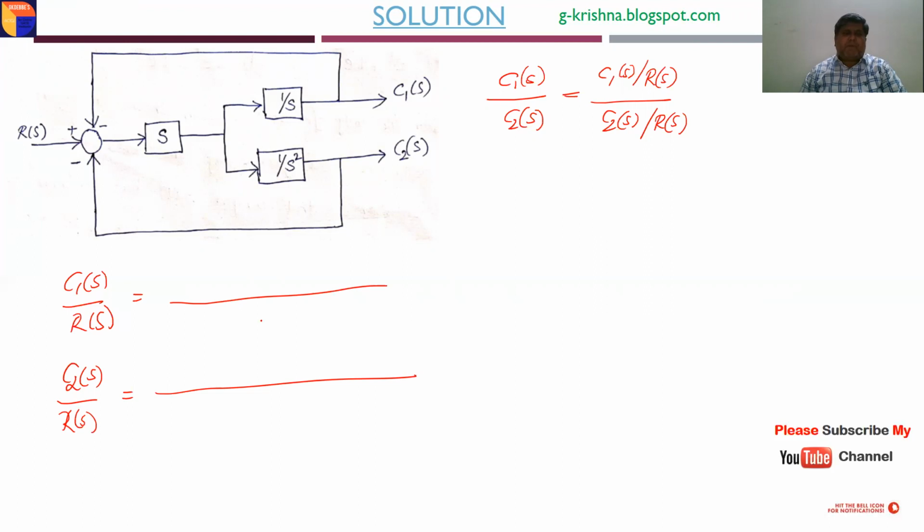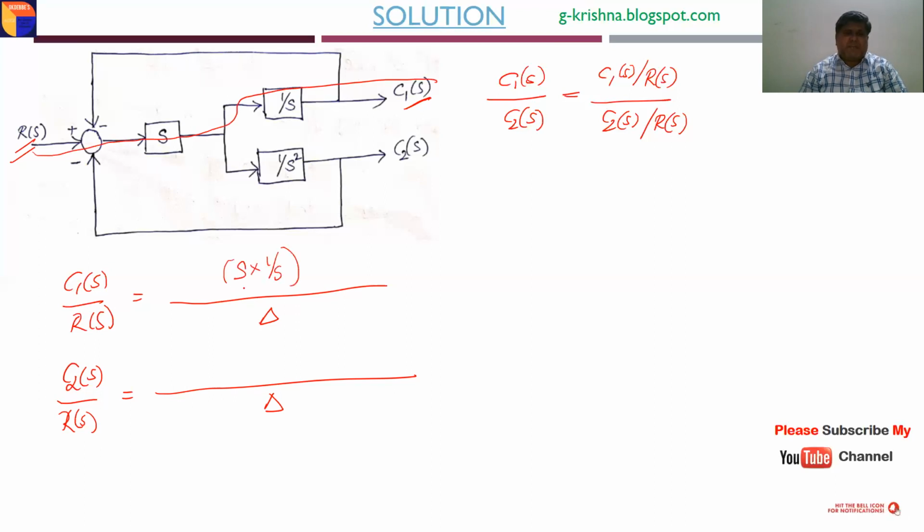The denominator part, delta, is independent of input and output, and remains the same in both calculations, C1/R as well as C2/R. Only the numerator part, P1 delta 1 plus P2 delta 2, changes depending upon the input and output. In the first calculation, C1/R, R is the input and the output is C1. How many forward paths do we have from R to C1? Only one forward path, with gain S into 1/S.